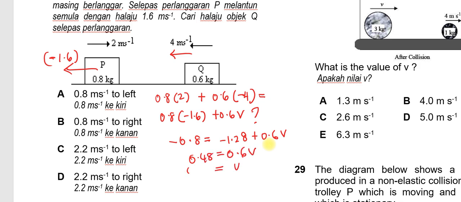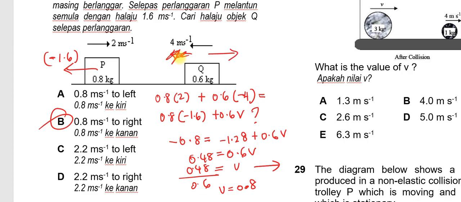So velocity is equal to 0.48 divided by 0.6. So kamu akan dapat 0.8. Positive. Moving towards right hand side. Jawapan B. Kalau dapat dalam negatif, moving to the left. So it is moving towards right.